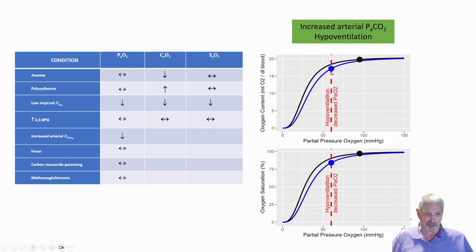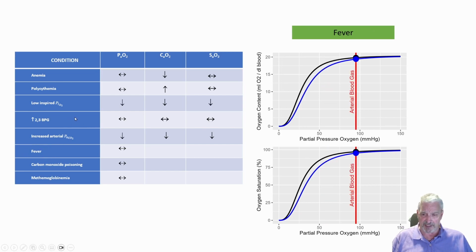And so now we need to look at this vertical line that is drawn to the left of the normal 95 millimeters of mercury, which gives us this blue dot, where you can see clearly that the content is less than the content with the black dot, and likewise the saturation is less. And so what we see is we get a decrease in content and saturation when we have an increase in CO2, aka we're hypoventilating.